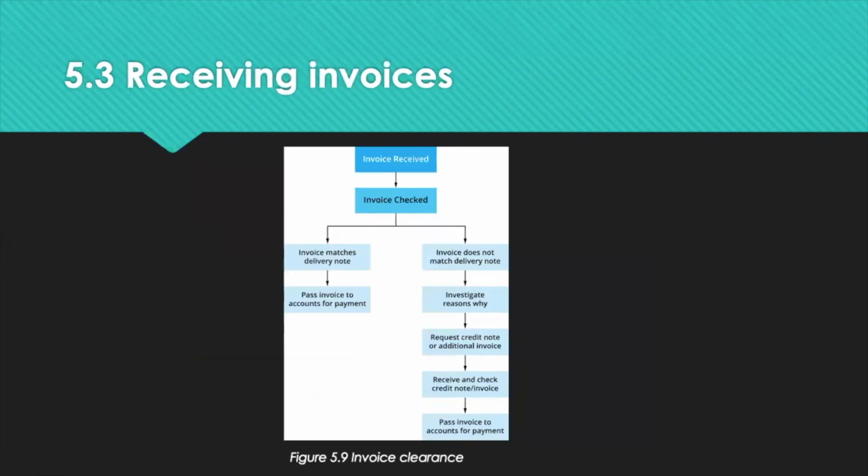I'm now going to outline the invoice approval process. So invoices are sent after goods have been dispatched or delivered, sent electronically or by the post. You check to ensure they match the purchase order and the delivery note. If everything matches, then the invoice can be passed to the accounting department for payment. If a variance is found, it needs to be investigated and resolved before the invoice is paid.